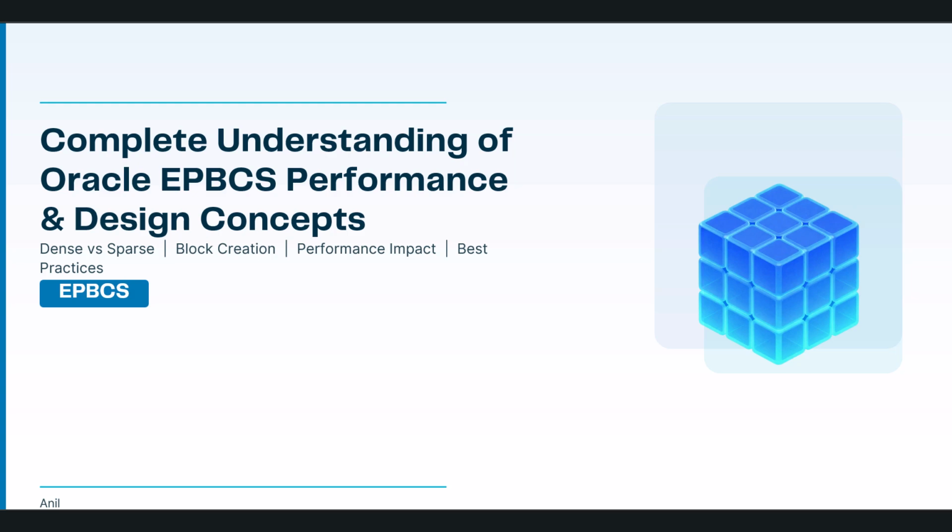So let's get started. We will be using a real world demo application called EPBCS, which consists of 10 dimensions, 2 are dense and 8 are sparse. I'll be sharing the application in a moment. Every concept we cover today will be illustrated with actual dimension names, real business scenarios, and working business rule code from this application.